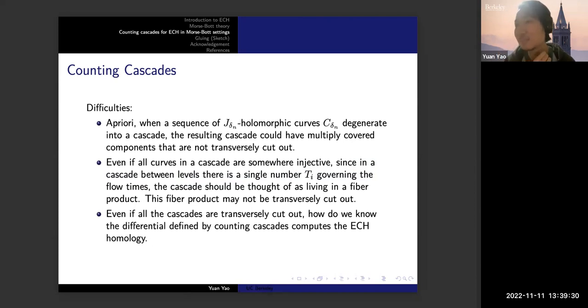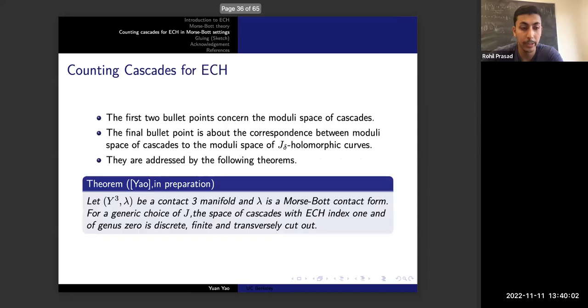I'm saying the usual proof of how you show fiber products are transverse, where you pass through the universal moduli space and wiggle J to make evaluation maps transverse, doesn't work if your cascade is very complicated and has lots of genus. But there could be other ways if you're more clever. I think for genus 1 you can get around it. And after you have that, the first bullet point is resolved by thinking about the ECH index.